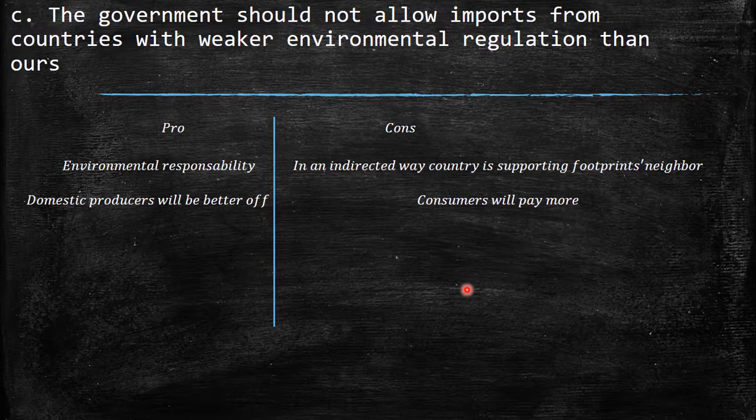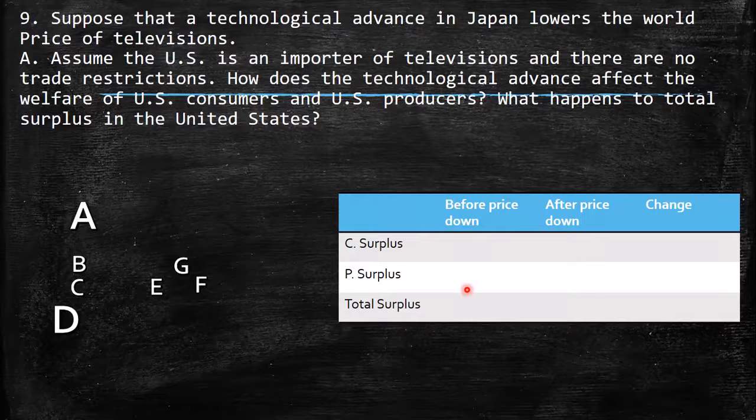And the other part, the part which is really a con about that: the consumers will pay more. Definitely consumers will pay less given maybe a country that produces with weaker environmental regulation, but consumers will pay more, and they can be compensated for the loss of the producer side. So the total welfare will apparently be more with allowing the imports from the other country with weaker environmental regulation. So 9.